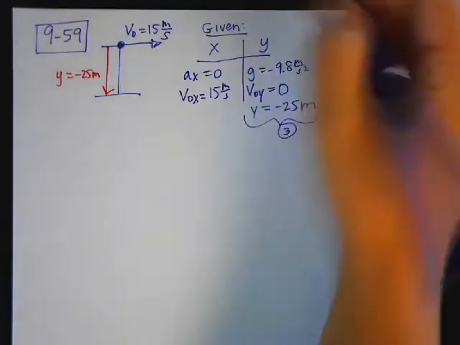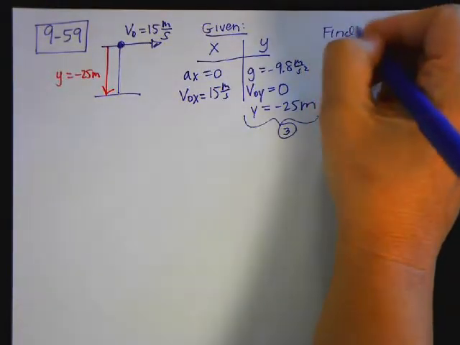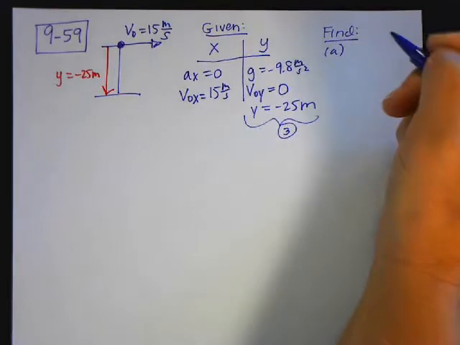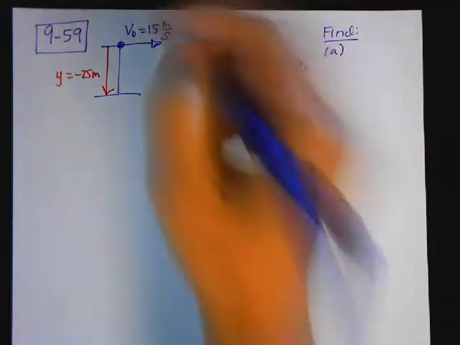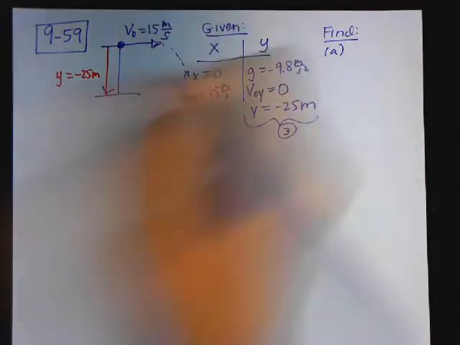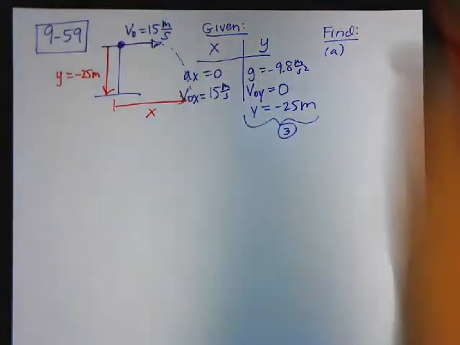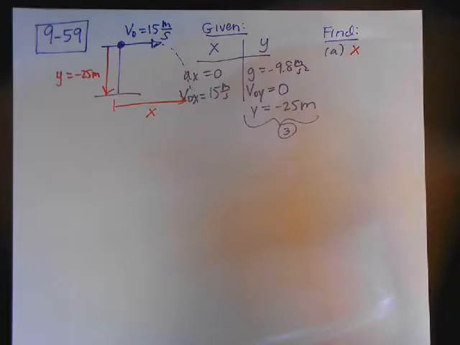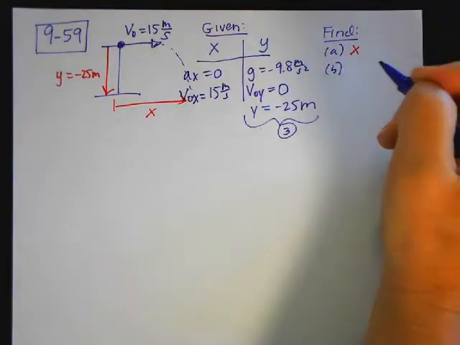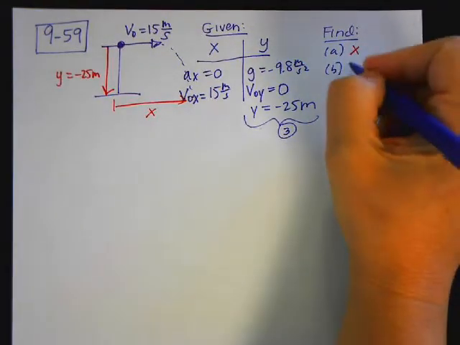So it says A, how far from the base of the building does the projectile strike the ground? And I should have finished my picture like that. So that's going to be x. And then B, determine the speed of the projectile at impact. So I want to find v_f.